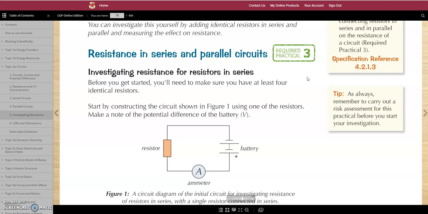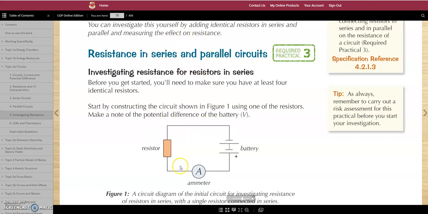So we're going to look first at resistance in series and a parallel circuit. This is a required practical. You need to know methods, you need to know what you're going to measure, you need to know what you're going to use the measurements to calculate. We're looking at first resistance in series and then in parallel.